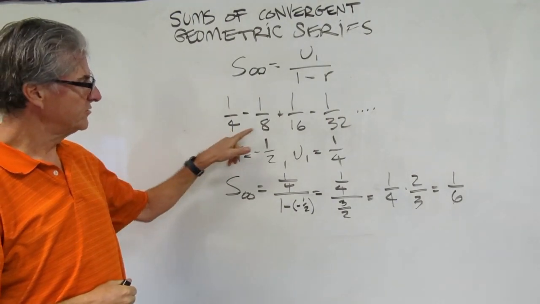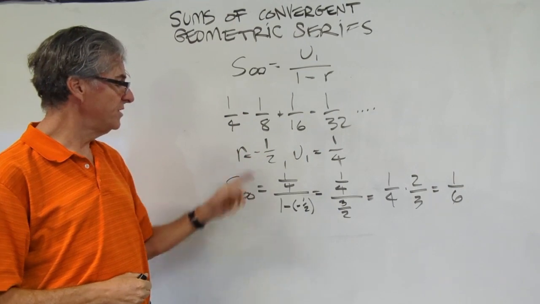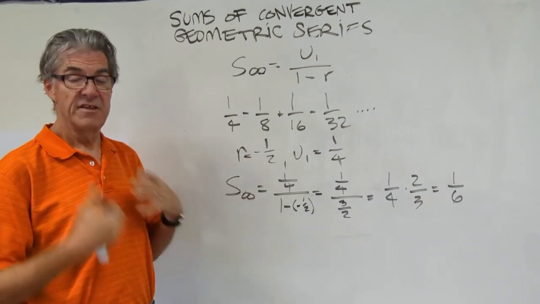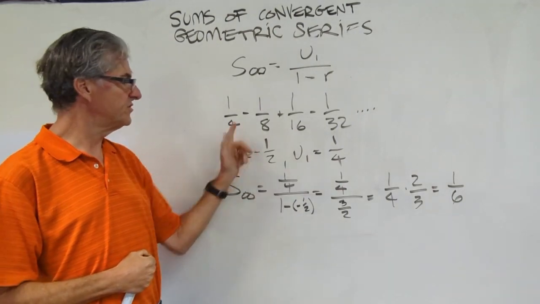And of course, what we're doing is multiplying each term by -1/2 to get the next term. So our r is -1/2. That falls in the range, so this is a convergent series. Here is our first term, 1/4.